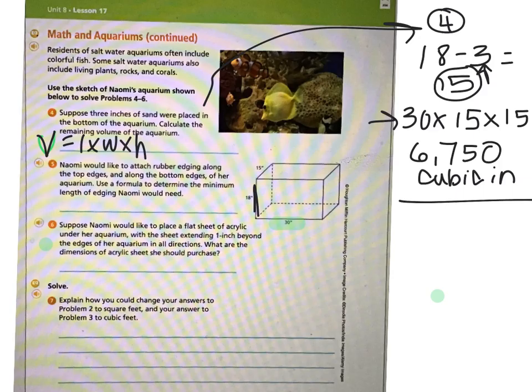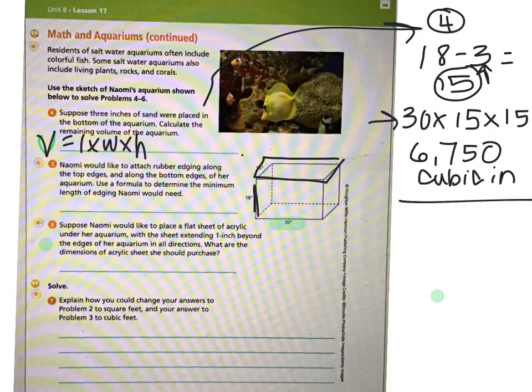So now let's look at number 5. Naomi would like to attach rubber edging along the top edges and along the bottom edges of her aquarium. Use a formula to determine the minimum length of edging Naomi would need. So this is asking you to find the perimeter. Okay, so the perimeter would be all the way at the top, right? And remember, it's a tank, so we have 2.